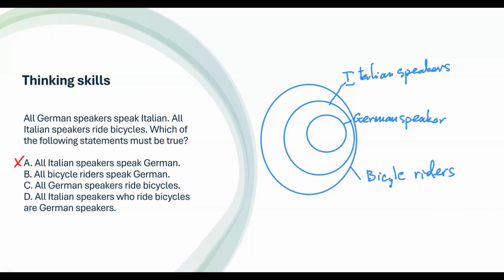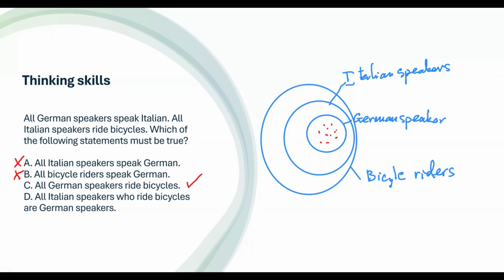Now, all bicycle riders speak German. No, the bicycle riders out here and here, they don't speak German. No, they don't, okay? So that's wrong. Now, all German speakers ride bicycle. So all the German speakers in here, inside the small set, they ride bicycle. Yes, that's true, because that is a subset of the bicycle riders. So yeah, we have got the answer.